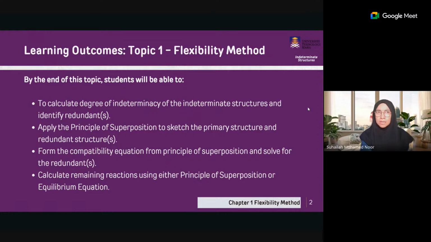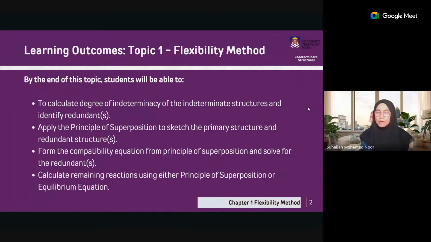Of course we will start with calculating the degree of indeterminacy, and it is a very simple formula. It is just the difference between unknown reactions and 3 equilibrium equations for beam and frame. In truss, we have to consider member force as well. Degree of indeterminacy is very important to determine because it gives us the number of redundants in the structure. And then we have to identify the redundant.